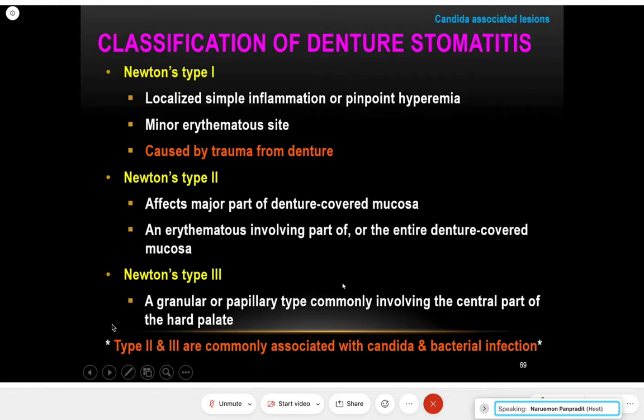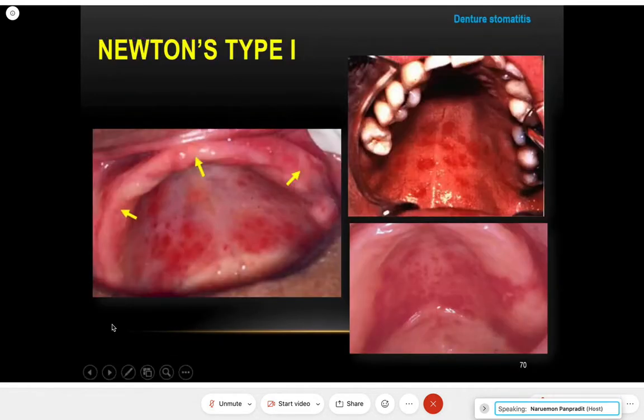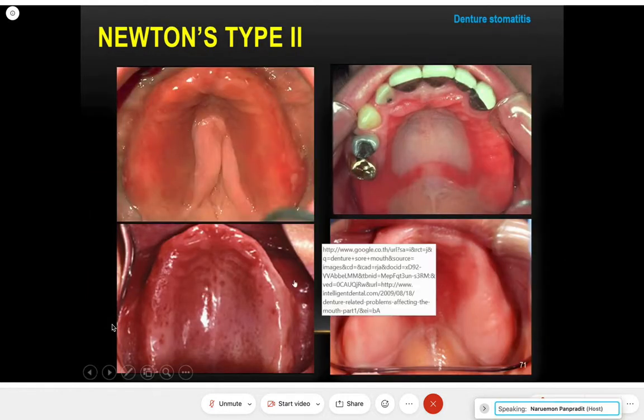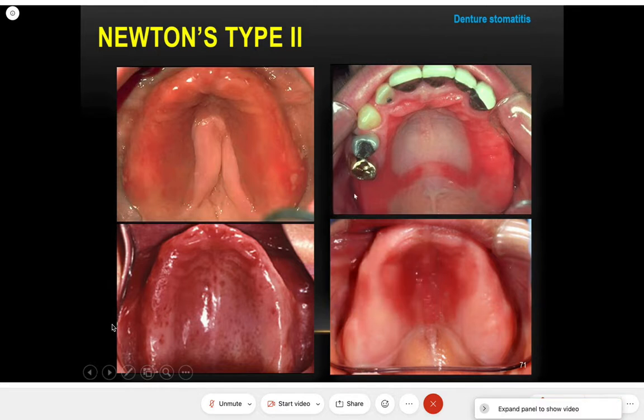Newton type 2 shows a red area, not only pinpoint but entirely over a huge area of the mucosa, most of them along the shape of the denture. And type 3 is not only an entirely red area, but the epithelium shows capillary hyperplasia. You see it in the pictures. This is an example of type 1. Can you see the pinpoint hyperemia like this? But type 2, can you see, is a huge area of redness, a red erythematous patch showing the shape of the denture.